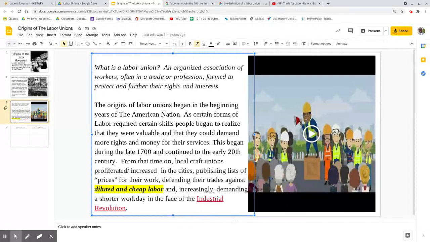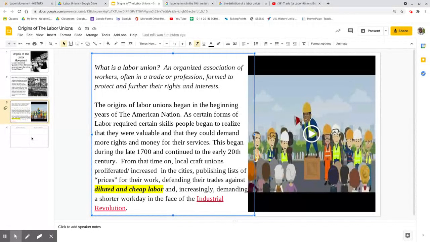From that time on, local craft unions proliferated, which means increased in cities, published lists of prices for their work, defending their trade against diluted and cheap labor. We're going to have a discussion about that during class, and increasingly demanding a shorter workday in the face of the Industrial Revolution. Now, this video highlights some of the pros and cons of labor unions.